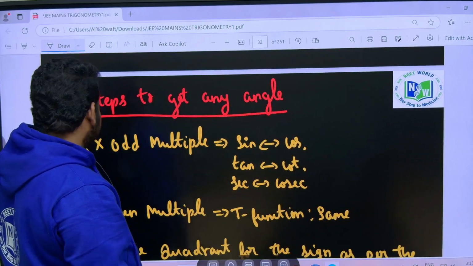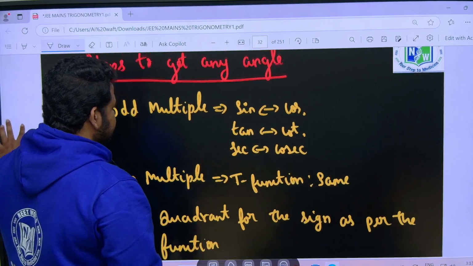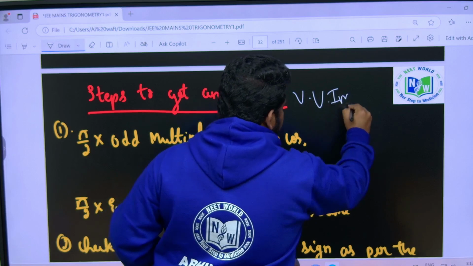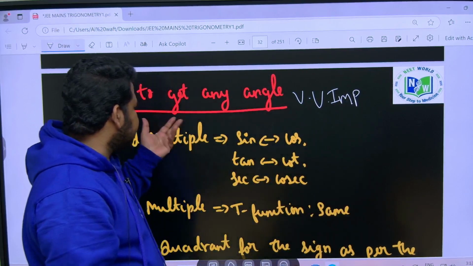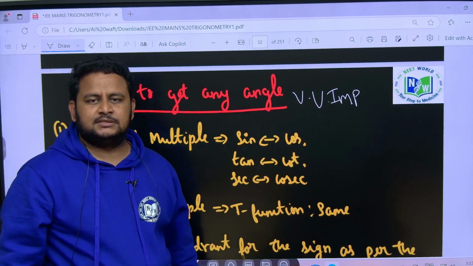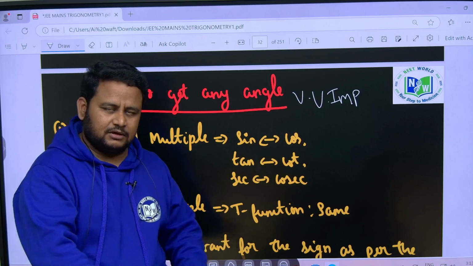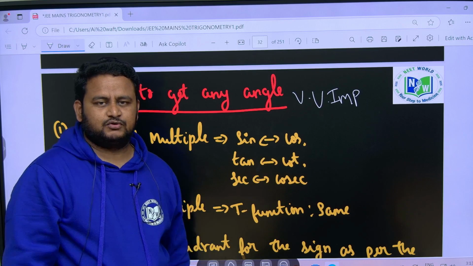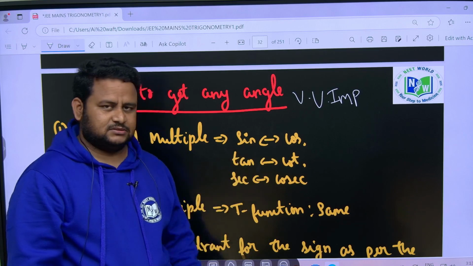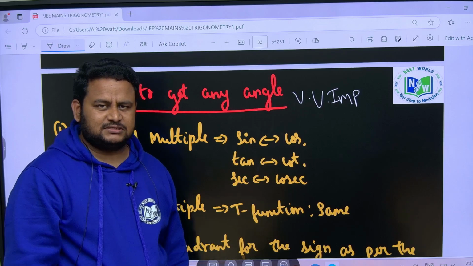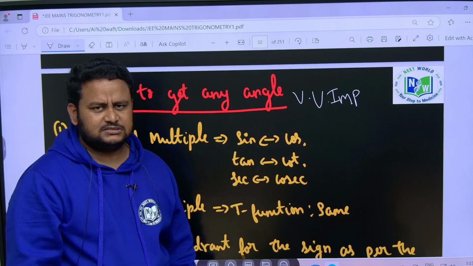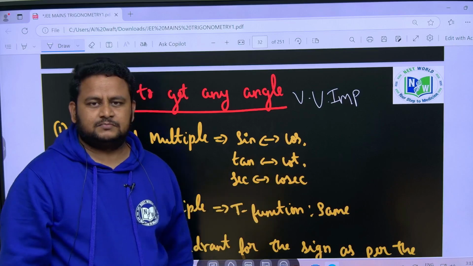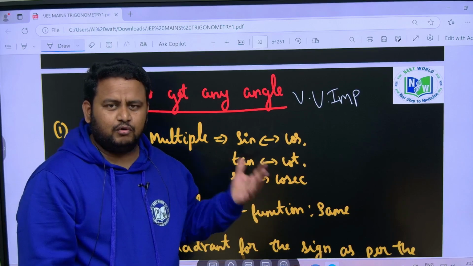Steps to get any angle. Okay friends, this is highly important. Not just to get any angle, but using this, we can get so many formulas, or rather, without using so many formulas you will be able to solve the questions. You can avoid so many allied angle formulas, supplementary and complementary angle formulas, by hearting or mugging them up if you know this. Not just knowing, you have to know how to apply.